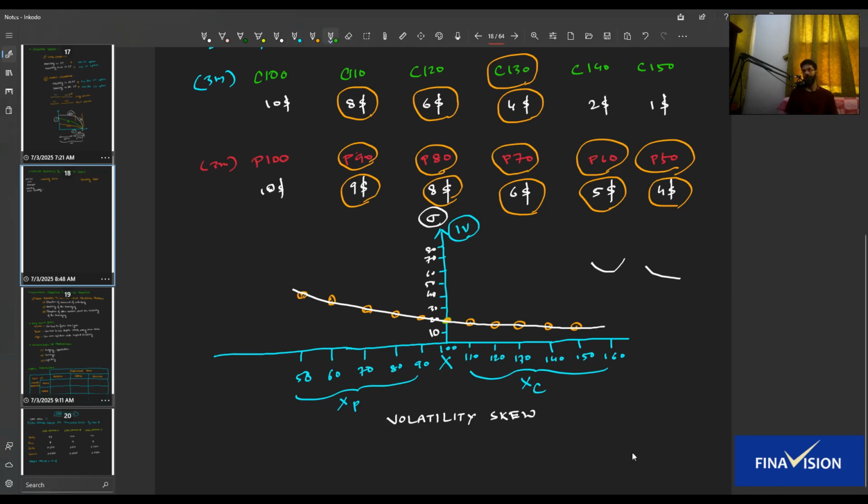Now let's say at t equals 0, most of the investors are predicting that even after 3 months, the curve would look something like this only.